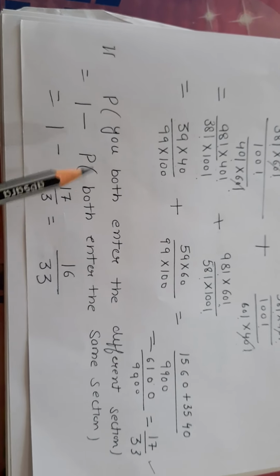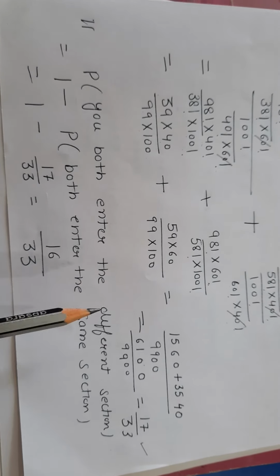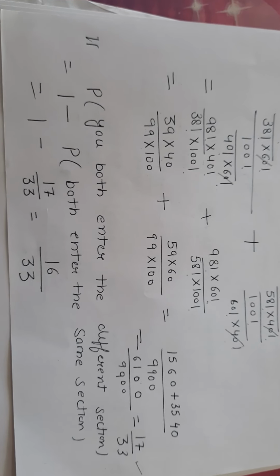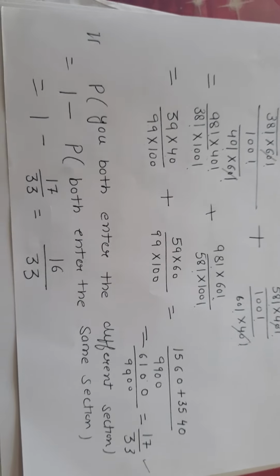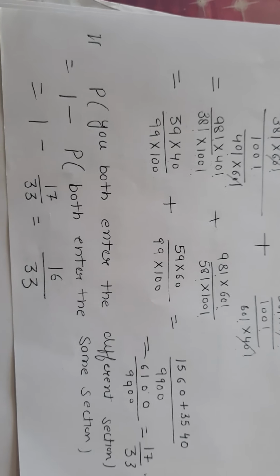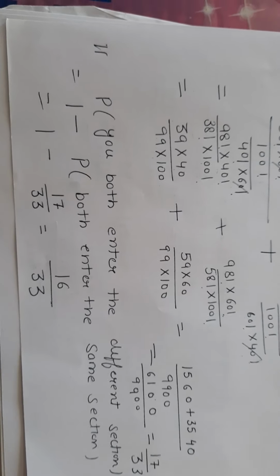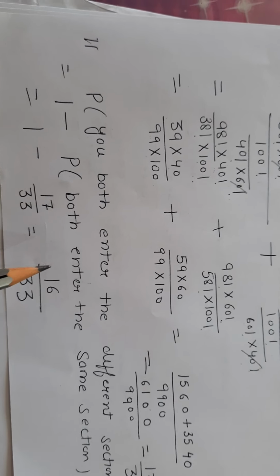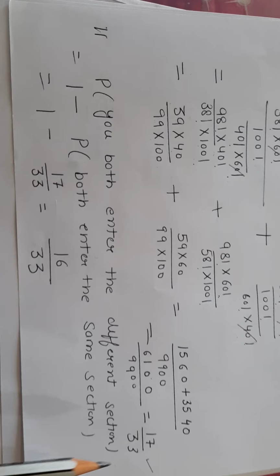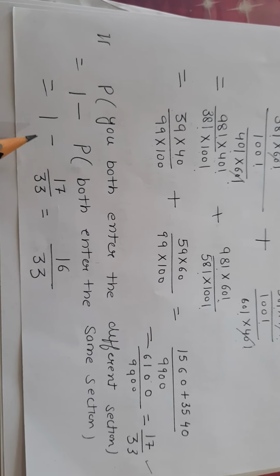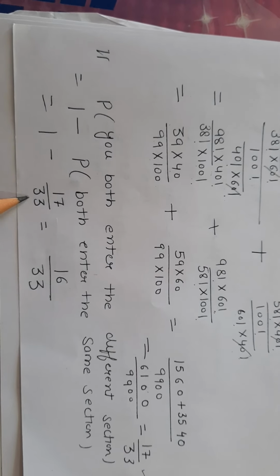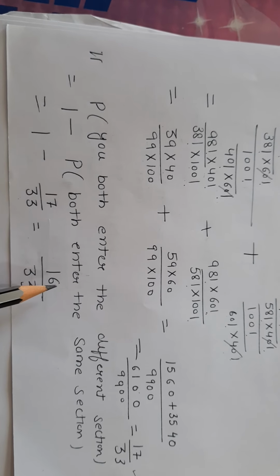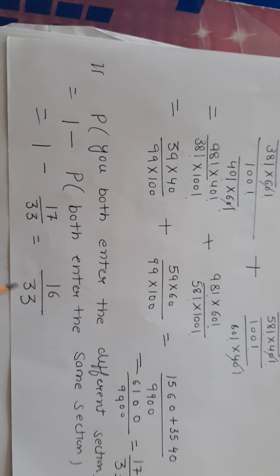Now the second part, the probability you both enter different sections. There are only 2 cases in the sample space. Either you both enter the same or 2 different. That means these two are complements of each other. So you both enter different sections will be 1 minus the probability you both enter the same section. For same section, the probability is 17 by 33. So this is 1 minus 17 by 33. On taking LCM, this is 16 upon 33.